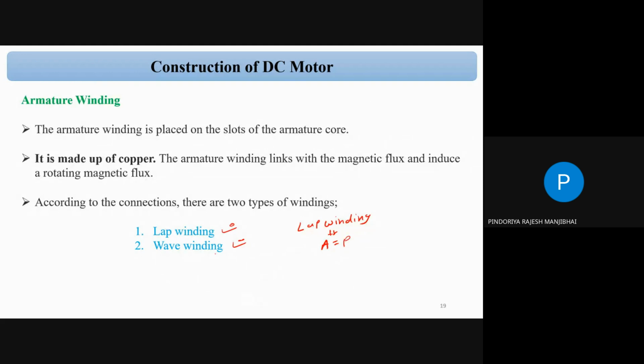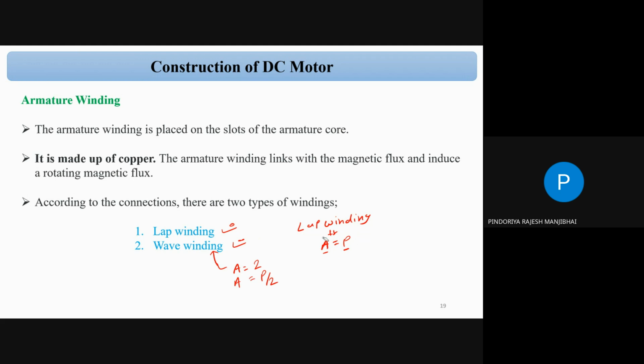But in the case of the wave winding, what is the A? Any idea? In the case of the lap winding, we can consider A equal to P. But what about the wave winding? A equal to 2, or A equal to P by 2. Both are correct. Otherwise, A equal to 2, or P by 2.